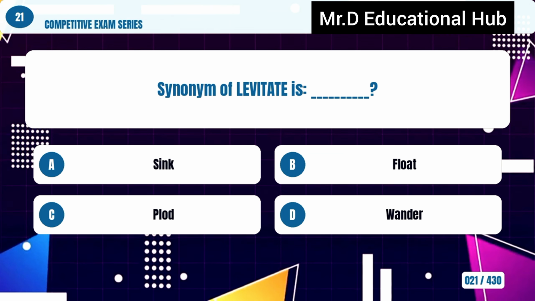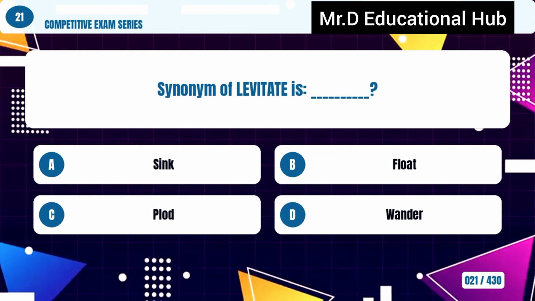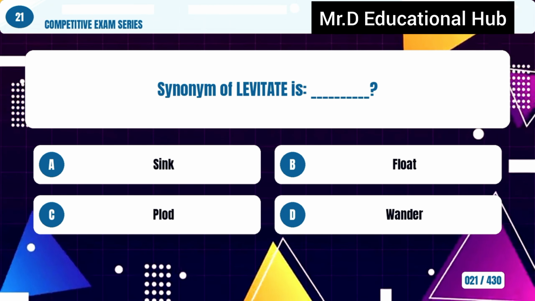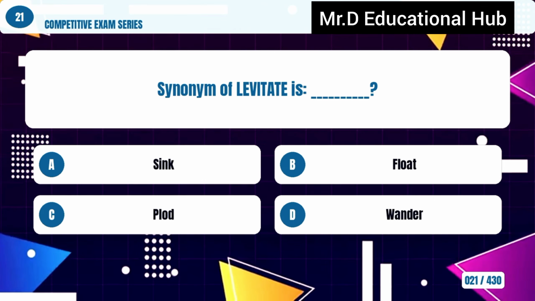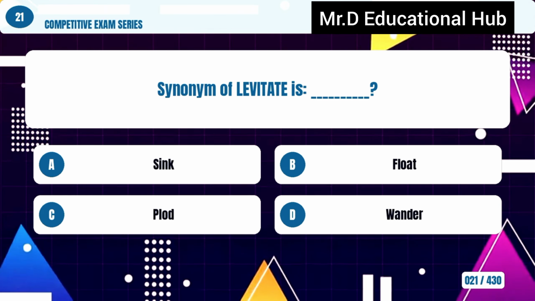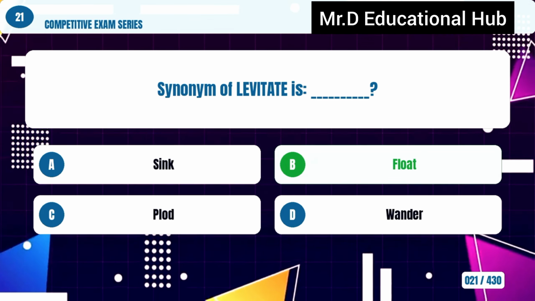Question: synonym of levitate is blank. Option A, sink. Option B, float. Option C, plod. Option D, wander. Correct answer is option B.